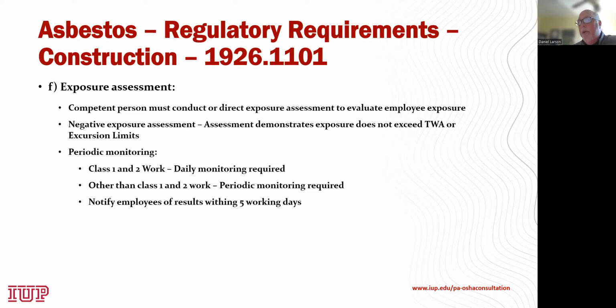Periodic air monitoring exposure assessment is required if you're doing class 1 and class 2 work. It's actually required daily. If you're doing class 3 or 4, you have to do periodic monitoring, and you have to notify employees of the results within 5 working days.